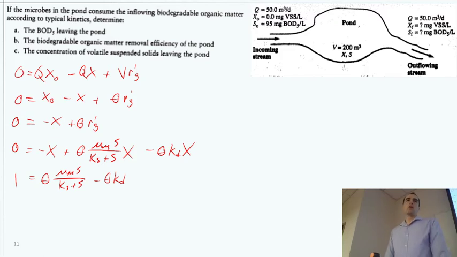So from here, we need to solve for s, and we can in terms that we know. So that's quite handy. Takes a little bit of algebra. Let's go ahead and add the theta kd to both sides. So 1 plus theta kd equals theta mu max s divided by ks plus s.